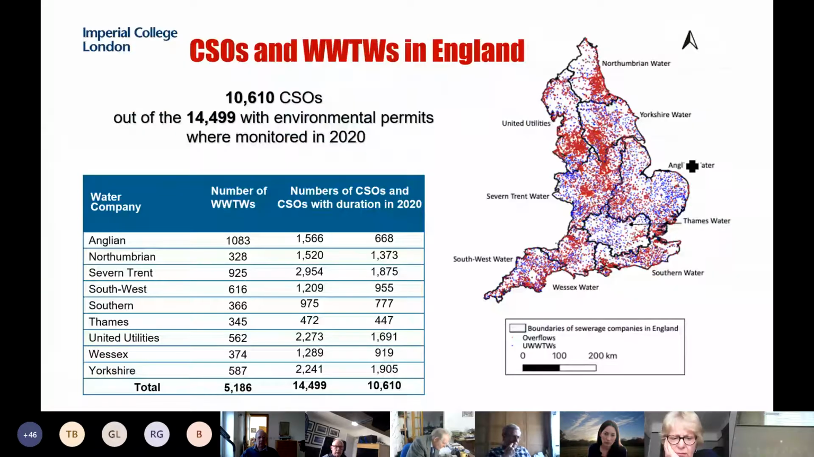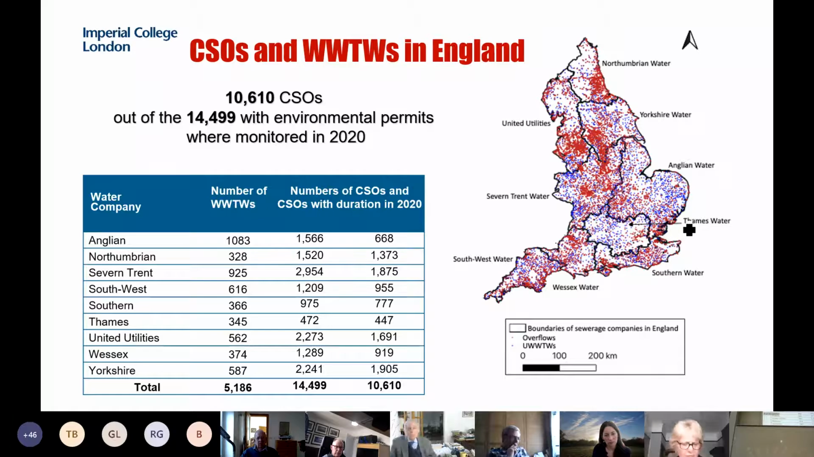So let's look at the situation in England. In England, we have 10,610 CSOs with a permit to discharge. They are connected, and this is also important to remember, their pollution load depends on the works they're connected to. In other words, if a works has a lot of population and a lot of pollution that comes from people, that is the source, that is the load that will be discharged from CSOs when they operate. Of course, in theory, diluted because there is rainfall.